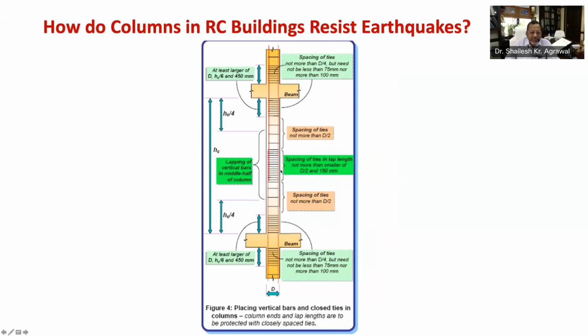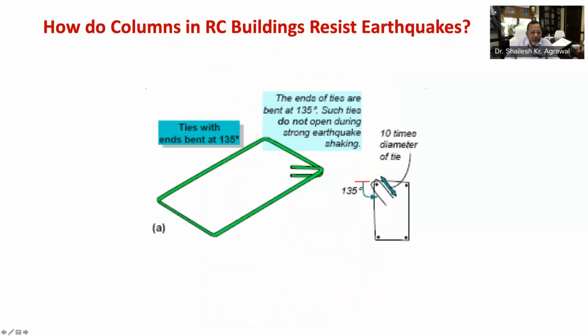At other locations, ties are spaced as per calculations, but not more than d by 2, where d is the smallest dimension of column. The length of tie beyond 135-degree bends must be at least 10 times the diameter of steel bar as shown in this figure. This extension beyond the bend should not be less than 75 mm.